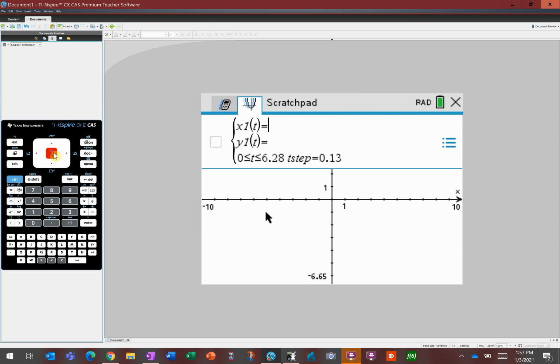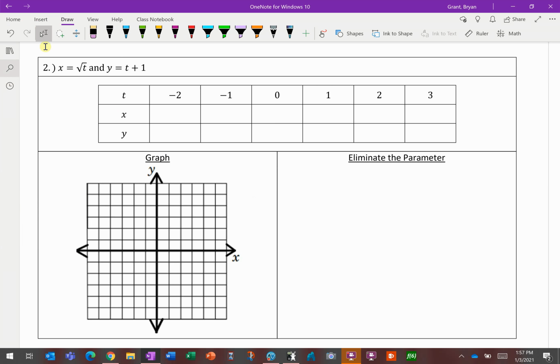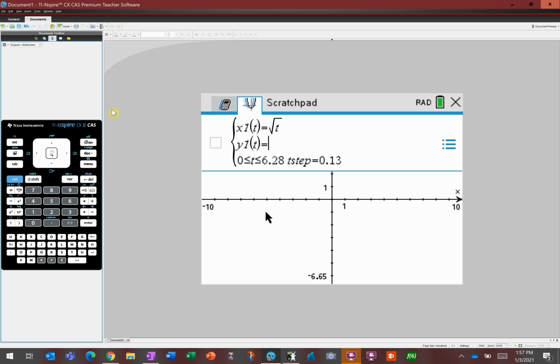From here, it's pretty straightforward. X sub 1 of t equals, well, it looks like we're doing the square root of t, aren't we? So the square root of t, and then y sub 1 equals t plus 1. Nothing too bad. Now notice that this t-value is set from 0 to 6.28. And you might think, well, 6.28, that's kind of weird. Why would they pick 6.28?